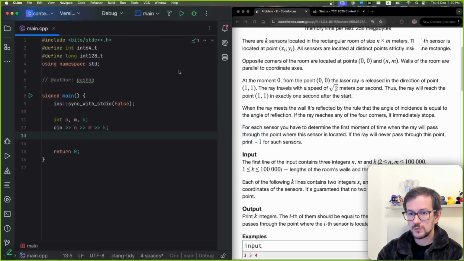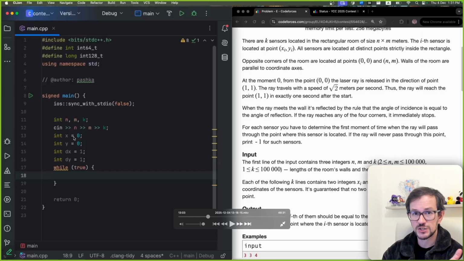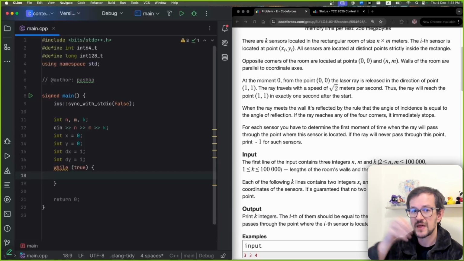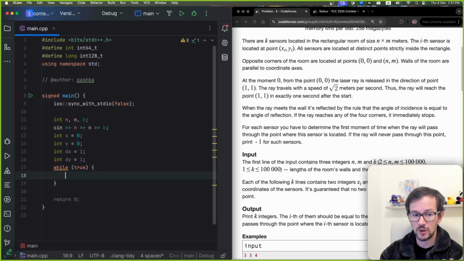Okay, let me just write the code. What I'm doing here is I just simulate. First, I will simulate the process, and then I will add sensors. So first I will try to simulate just all the reflections, see that I simulate them correctly, and then I will add sensors and all that stuff.